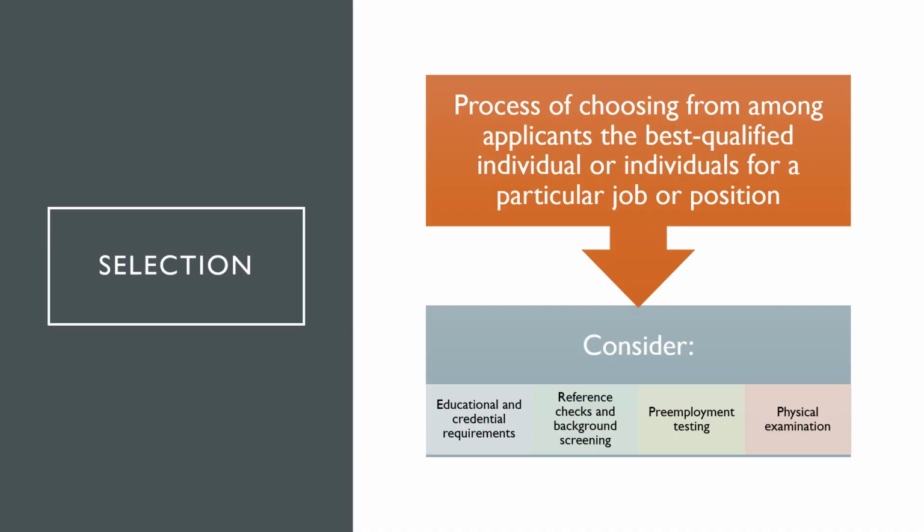So after applicants have been recruited, they've completed the applications, they've been interviewed, the next process is selection. Selection is the process of choosing from among applicants the best qualified individual or individuals for a particular job or position. During this process, they're looking at qualifications, work history, deciding if the applicant is a good match. A leader or manager's biggest mistake with selection is speeding through that process, which could lead to hiring the wrong person.